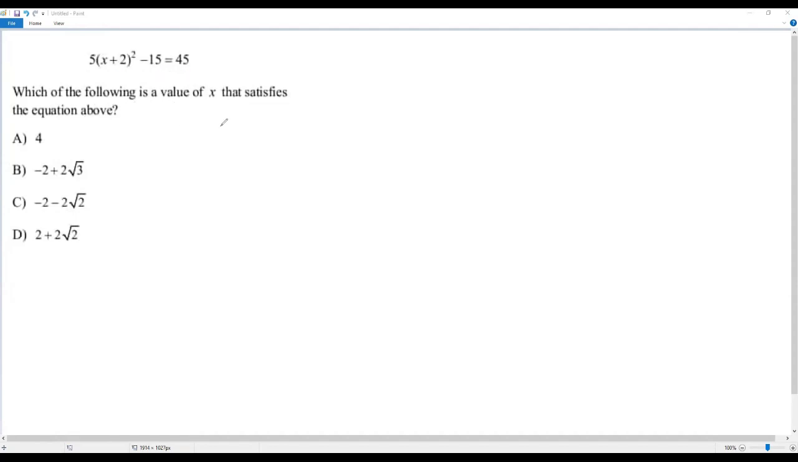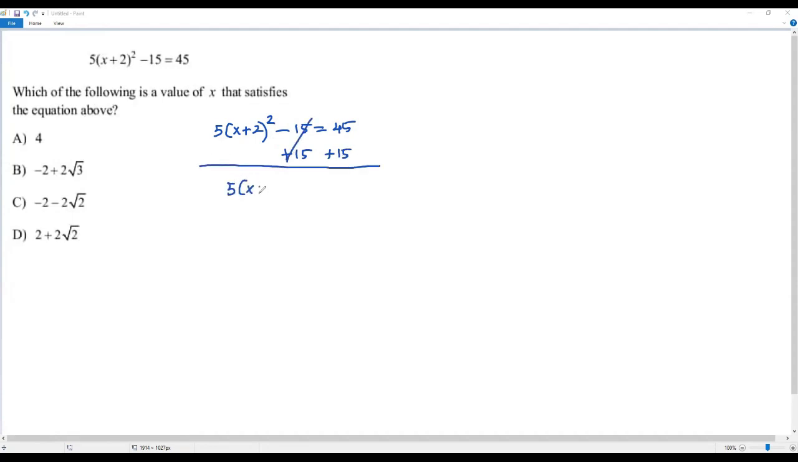Okay, now let me take the given equation as it is. That is 5 times (x + 2) squared minus 15 equals 45. Okay, to solve for x in this equation, we have to isolate the variable x. First, let me get rid of this negative 15. For that we have to add 15 to both sides of this equation. When I do so, this negative 15 and positive 15 will cancel.